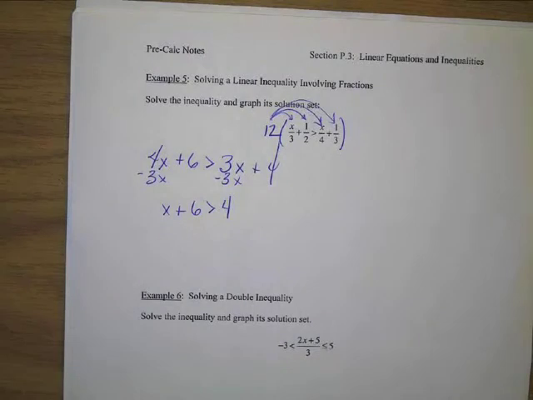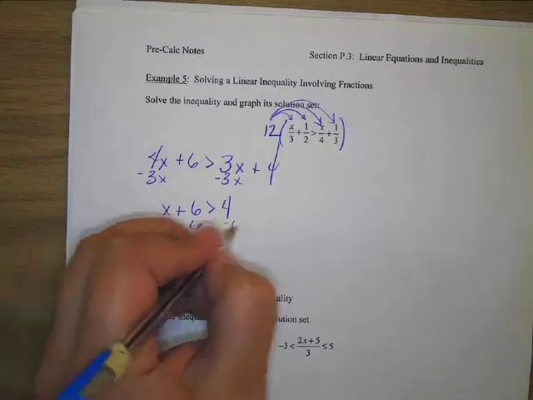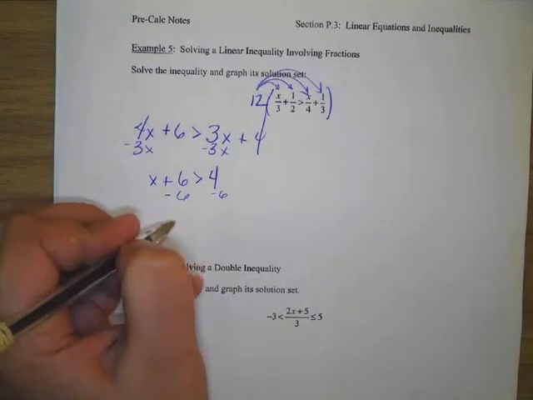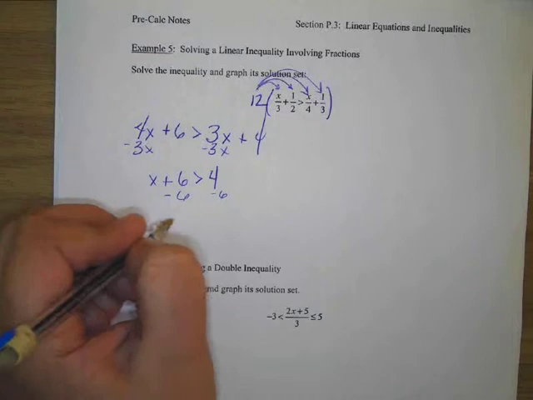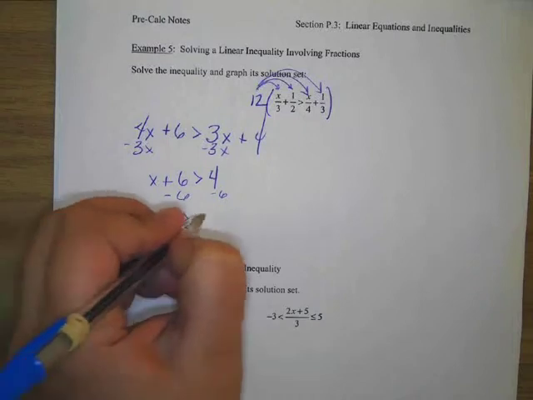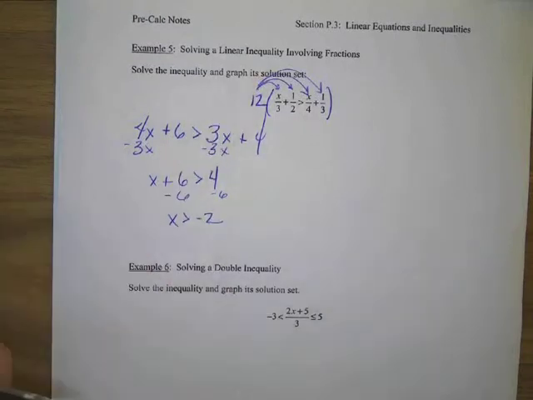Then what? Minus 4. Don't do that. So x is greater than negative 2. And they also asked us to graph it.